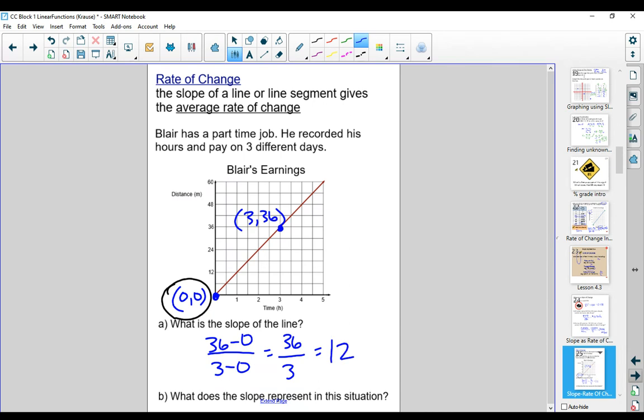But this is rate of change, so we have to consider our units. So meters per, I'm guessing this was supposed to say dollars per hour, not meters. So $12 per hour. Okay. What does the slope represent in the context of this question? Well, slope in this case represents cost per hour or pay per hour.